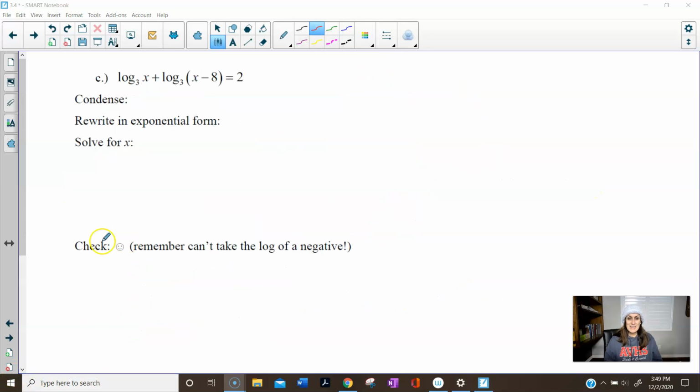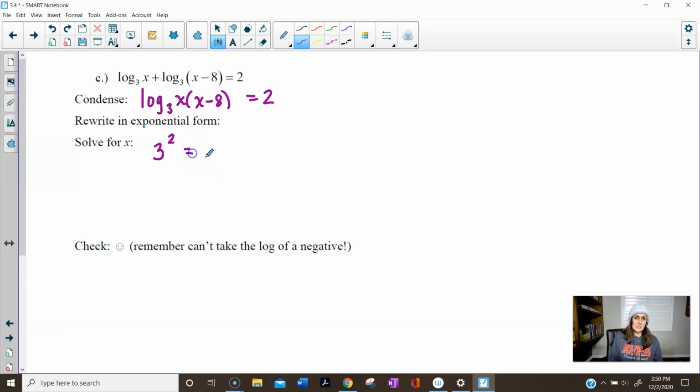Looking at C, we're going to condense. So you have log base 3 of x and log base 3 of x minus 8. When you condense that, you have 1 log base 3. And then because of this addition, you're going to have x times x subtract 8 equals 2. Now we're going to change it from logarithmic form to exponential. So the base is 3. The exponent is 2.